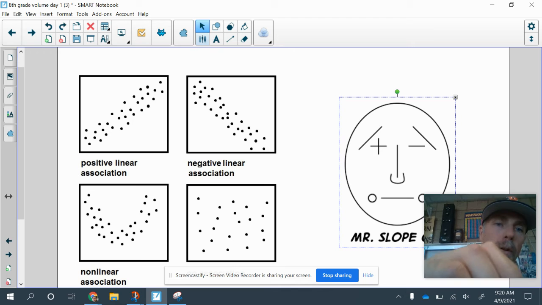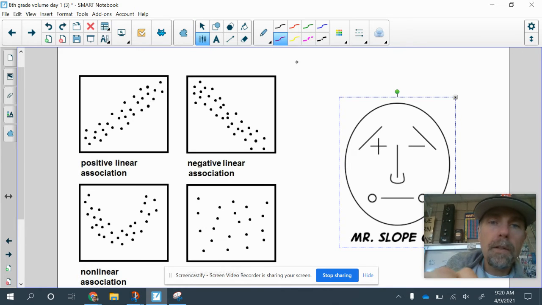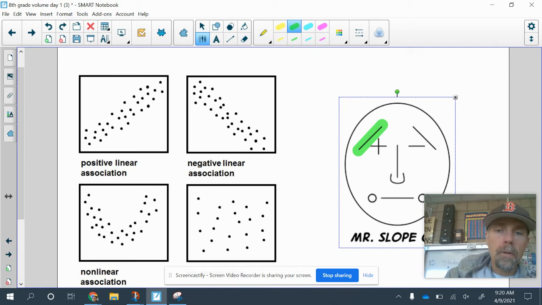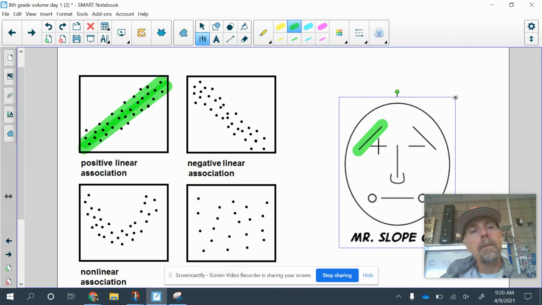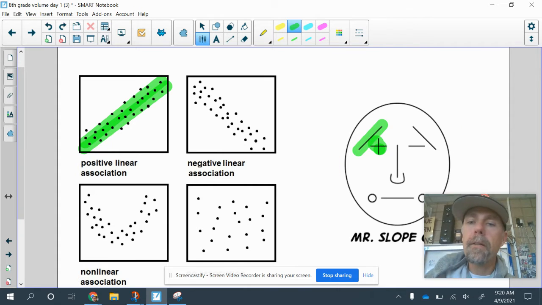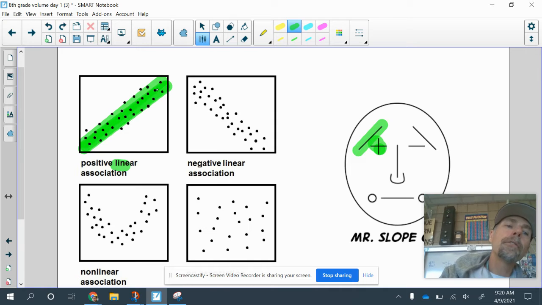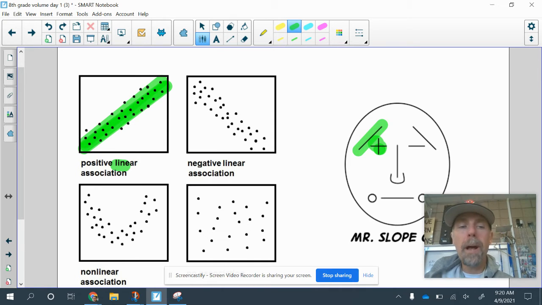If we look at these four examples, they kind of tell you the answer already. Positive, positive, see how the dots kind of go in a positive direction? Like Mr. Slope Guy, remember Mr. Slope Guy? So this would be called a positive linear. Linear means straight line. It makes a fairly straight line. So it's a positive linear association.